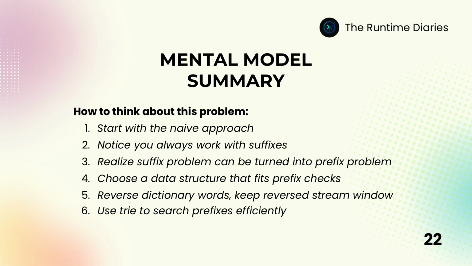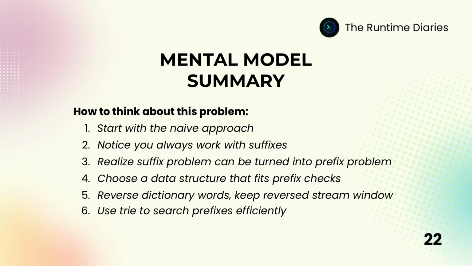All right, let's zoom out and talk about the real mental model you should take away from this problem. Step 1, always start with a naive solution. Understand what the problem is actually asking. Build the slow version first. Be honest about why it's slow. Step 2, identify the shape of the repeated work. Here it was suffix checks. We were scanning the same dictionary over and over.